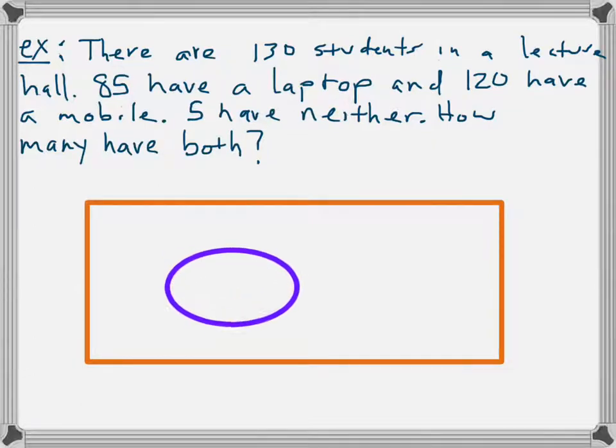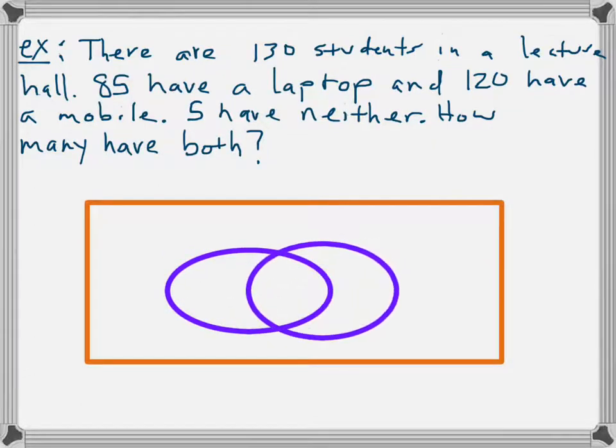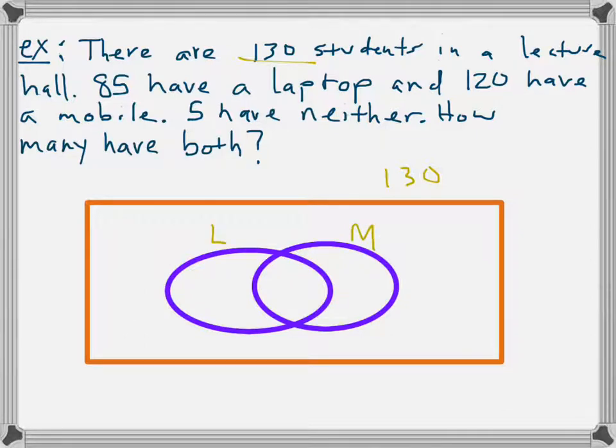Ooh, it's crazy. So here's my Venn diagram, and okay, it's not the prettiest Venn diagram in the world, but I've seen worse. So the sample space here, how many is in everything? Everything needs to add up to 130 because there's 130 students. Now I'll call this L for laptop and this one M for mobile. So this whole circle of laptops here is going to have to equal 85. This whole circle is going to have to equal 120.